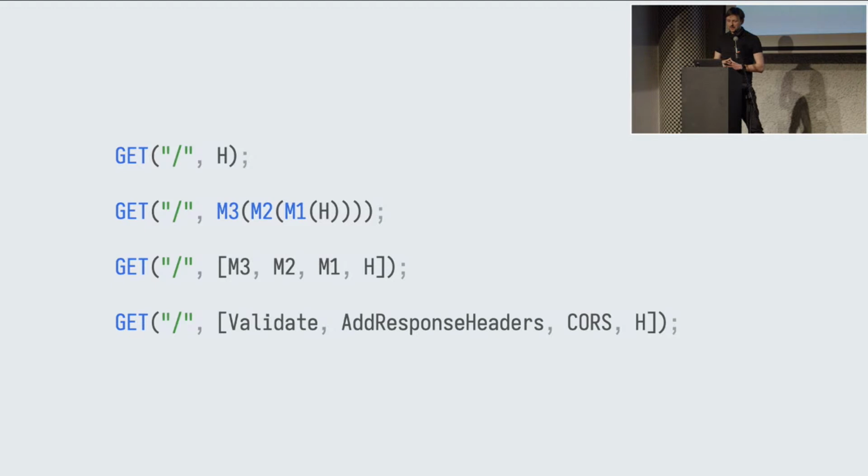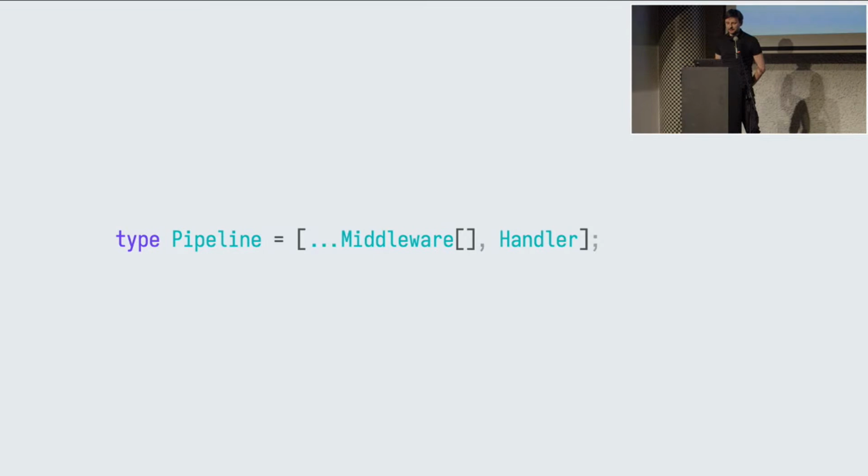But instead of writing it like that, I could maybe use an array, because again, this is a built-in data structure, and I know that M3 should be first, M2 should be second, and so forth. And instead of these cryptic names, we could validate something when it comes in, and then maybe add some response headers when it goes back, maybe handle the CORS, etc. And we could define it as a very simple type, a pipeline, right? A list of middlewares, and at the end we have a handler.